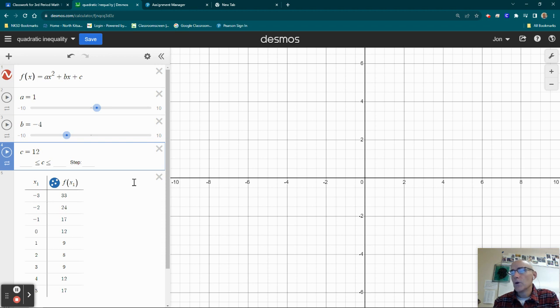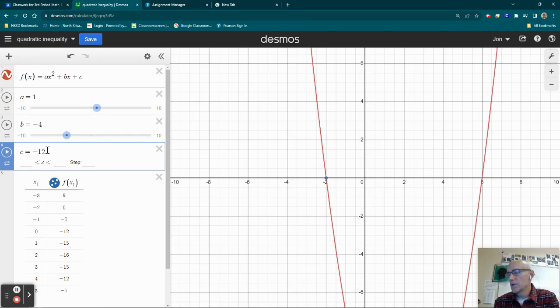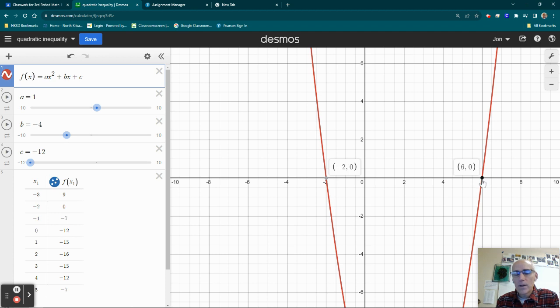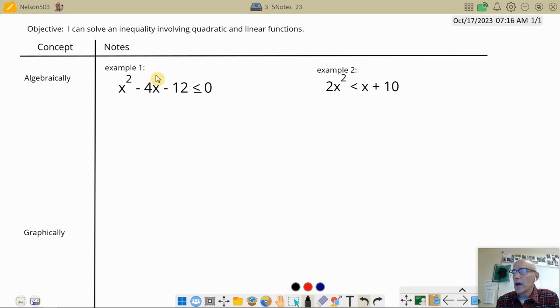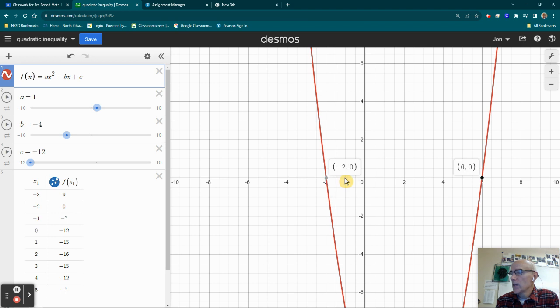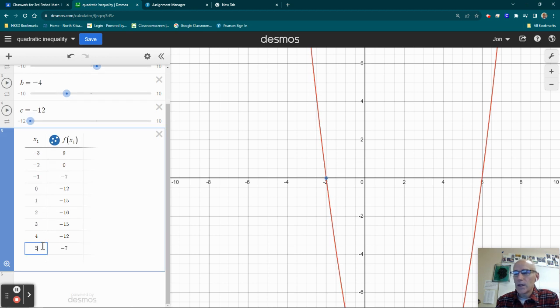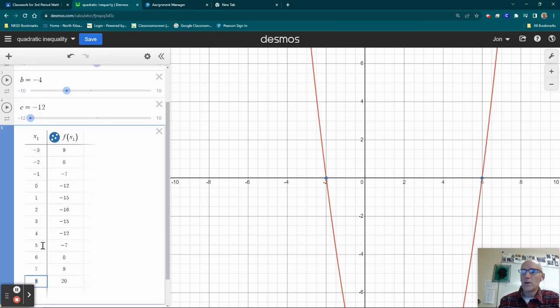Let me go back and double check. Oh, it was -12. I was going to say that's not generating two very interesting solutions. So I've got -2 over here, and +6 over here. All the ones between -2 and +6 are generating negative y values. Here's -2, that's where it goes to 0. Then at -1, it's a negative value. At 0, 1, and 2, negative values. I could keep generating more, and you can see at 6, it goes back to 0, and then at 7, it's +9.